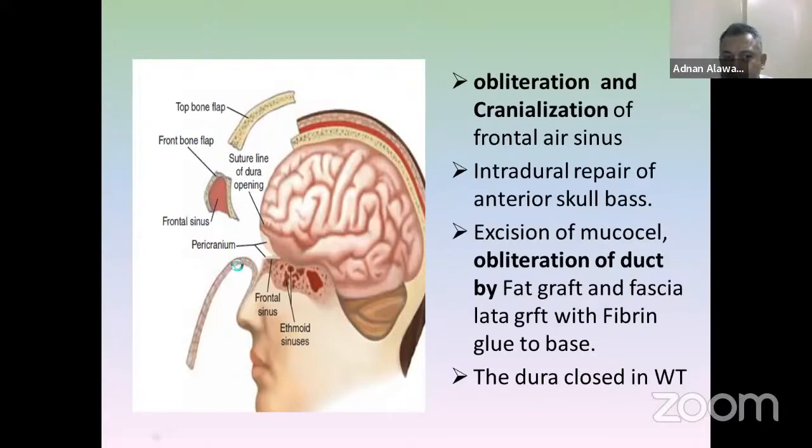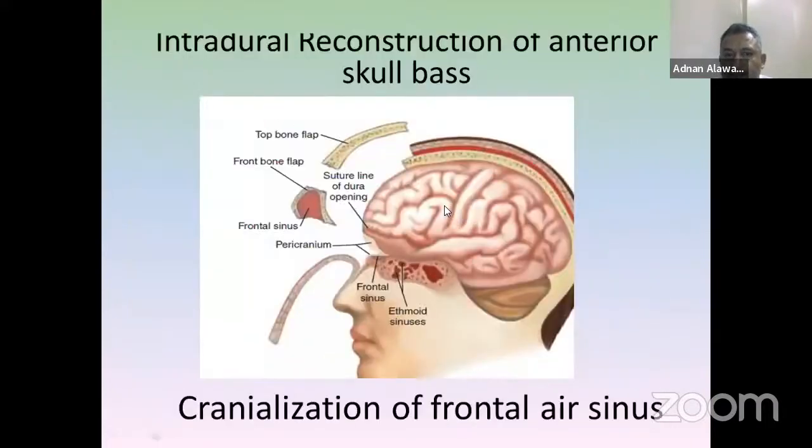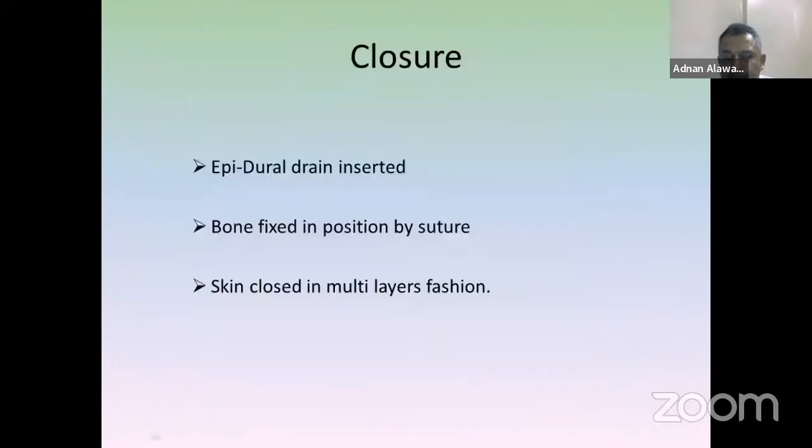Then the dura was opened and the anterior frontal skull base was reconstructed by the same maneuver as we do for cranialization of the frontal air sinus. We do it for the ethmoidal and the cribriform plate with fat and fascia lata taken from the right thigh, followed by glue. Then the dura was closed watertight and the epidural drain was fixed and the bone was fixed in position by suturing and the skin was closed in multilayer.